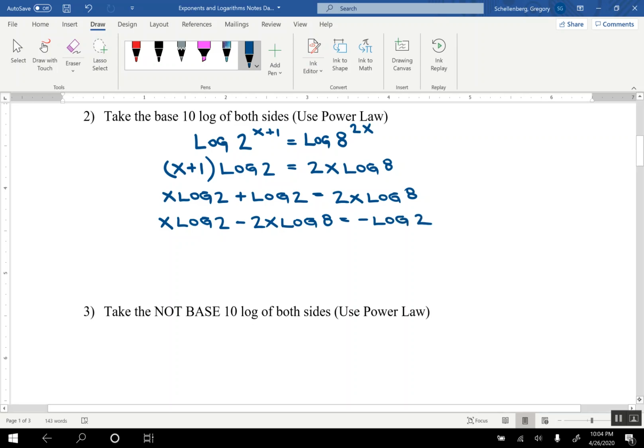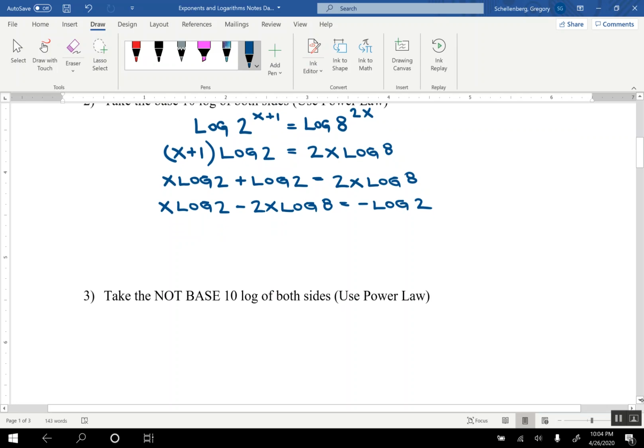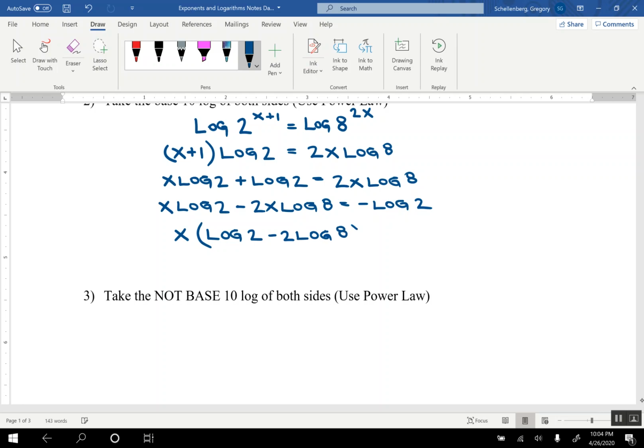Okay, now the two terms on the left-hand side of the equation have an x in common. Let's factor that x out as a GCF. Factor that out, it leaves us with the log of 2 minus 2 times the log of 8. And this is equal to the negative log of 2.